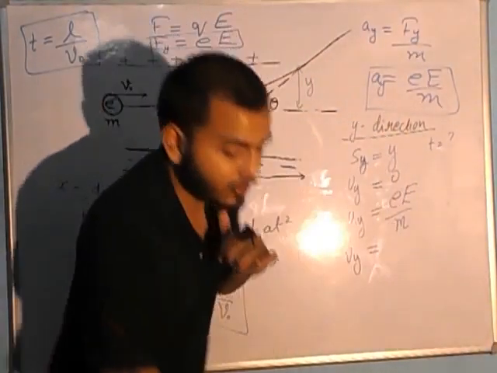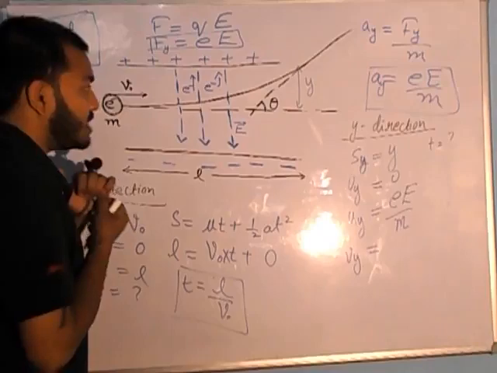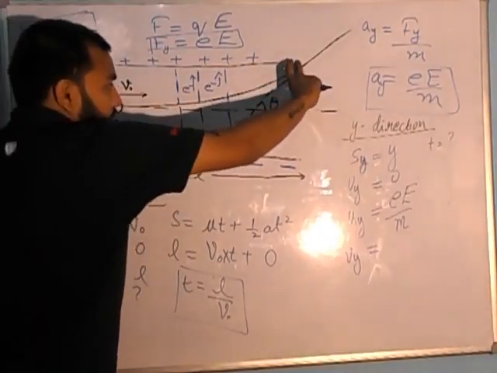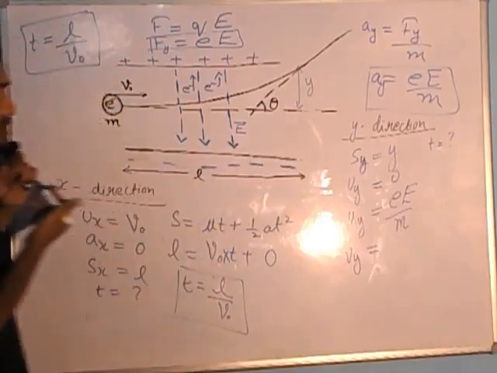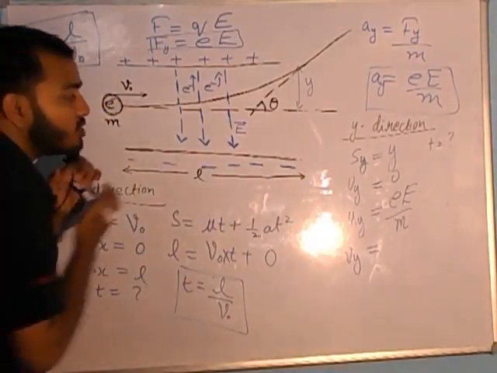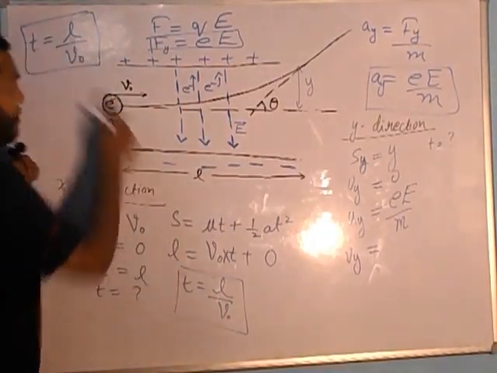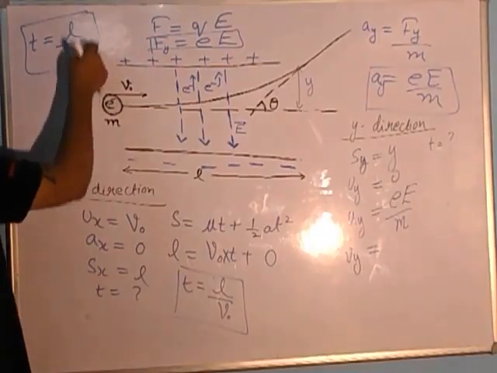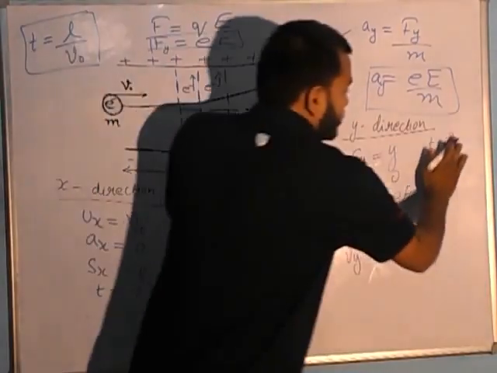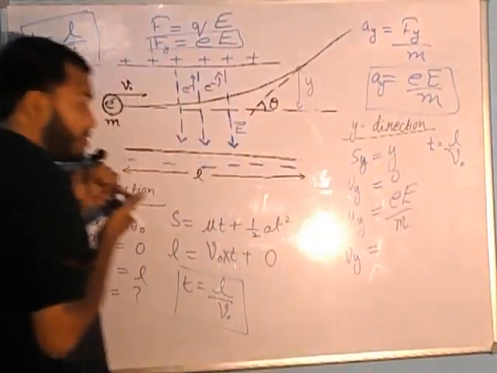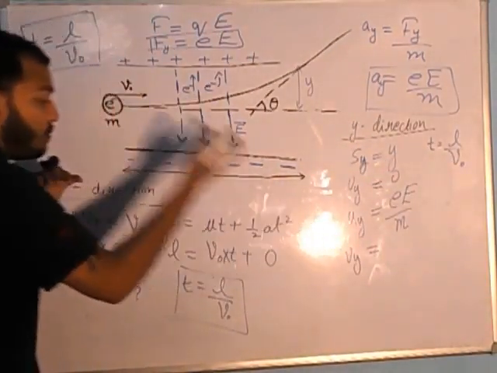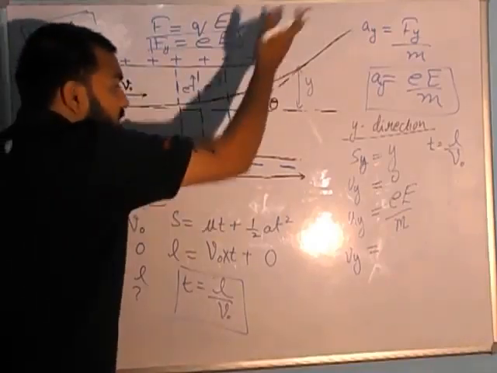Now the second part is very simple, because the time taken by the electron to cover this vertical distance is exactly equal to the time taken by the electron to cover this horizontal distance. What is the horizontal distance? L. And it is covered in the time period of L divided by V0. So this is the time it takes to cover the vertical distance y. Now I need to calculate the vertical velocity of the electron when it emerges out of the field.